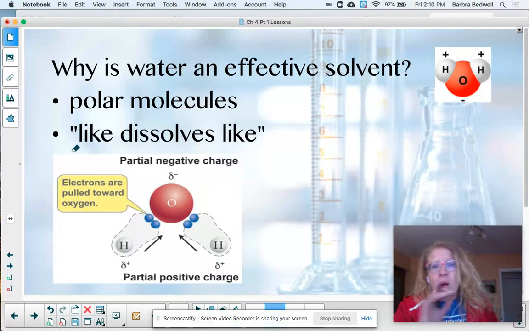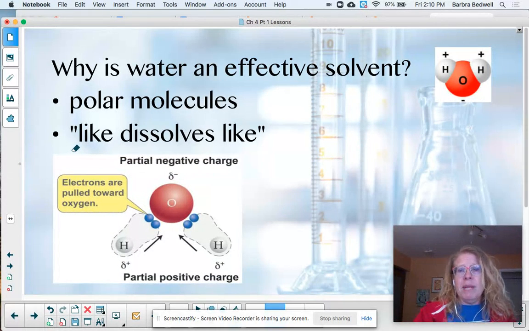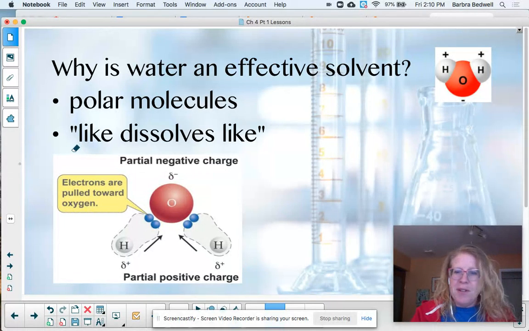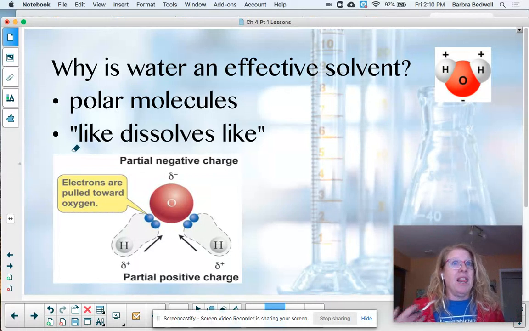Okay, so what we want to talk about here for a minute is, well, why does water work? Water is oftentimes called the universal solvent. It's not really the universal solvent. If you've ever tried to put sand in water, it doesn't dissolve. Oil in water doesn't dissolve. But water does dissolve a lot of things. And the question is, well, why?